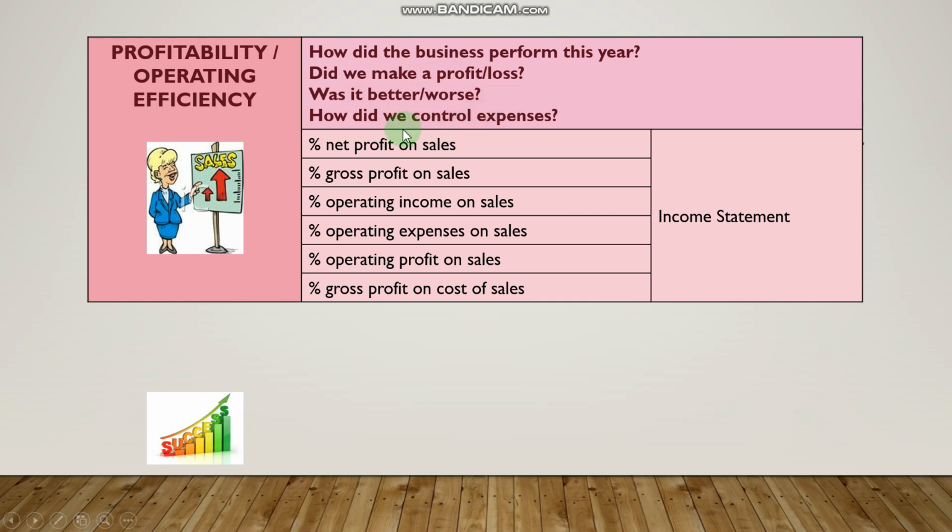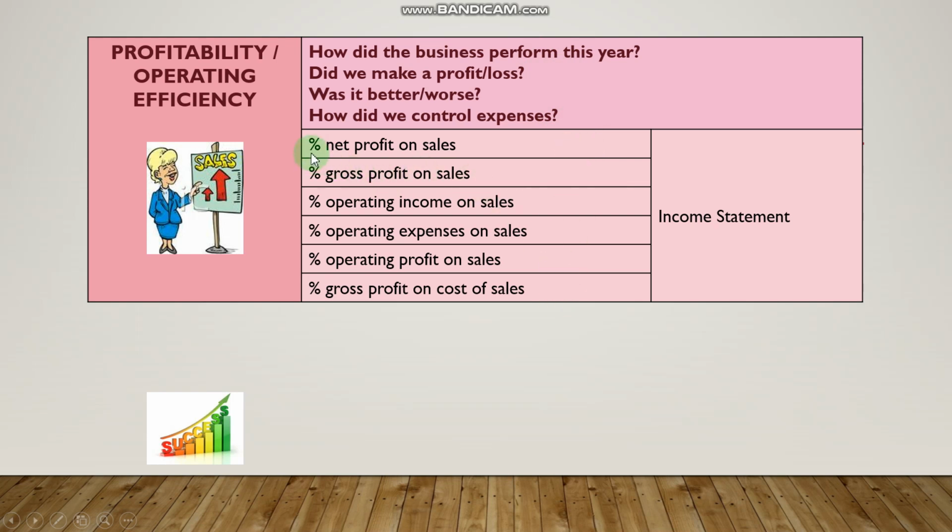And then we look at expenses. How did we control expenses? Did we control our operating expenses, comparing one year to the next? Did we do better or did we do worse in the manner in which we controlled our expenses? Remember, controlling expenses is obviously going to impact on the overall performance, that is your profit or your loss.